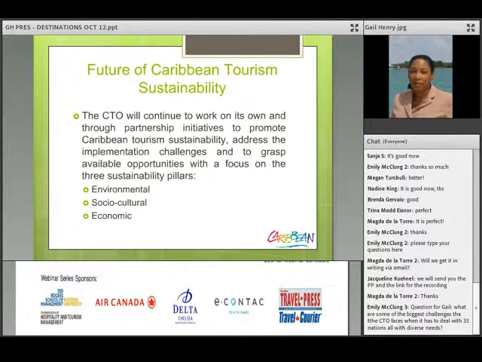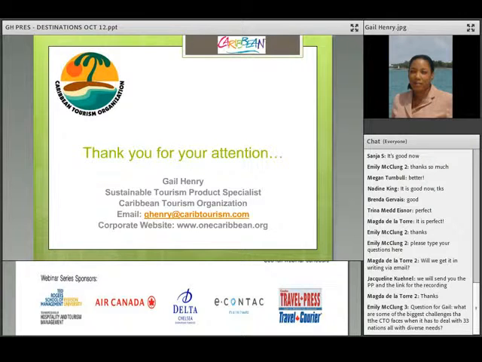We definitely need the support of the travel trade in promoting our sustainable tourism initiatives, and likewise, through our chapter system, we work with the travel trade to assist them in better promoting the Caribbean destinations, as well as what we're doing in terms of tourism sustainability and in general for the region. And I thank you for your attention.